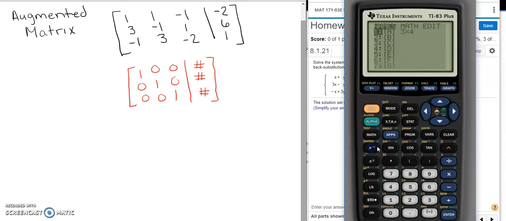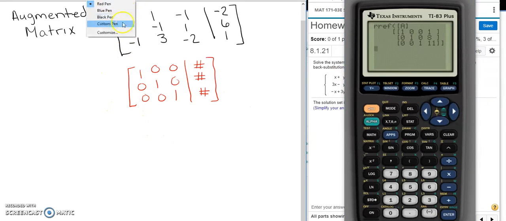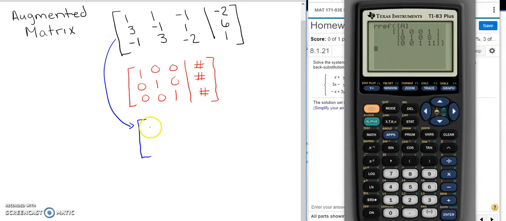And we're going to choose matrix again. And now you see matrix A has something typed in there. It's a 3 by 4 matrix. So we want the reduced row echelon form of matrix A. And what the calculator's done is all the row operations needed to get this matrix to be this matrix. So it has ones on the diagonal, zeros in the corners, and then constants over here.